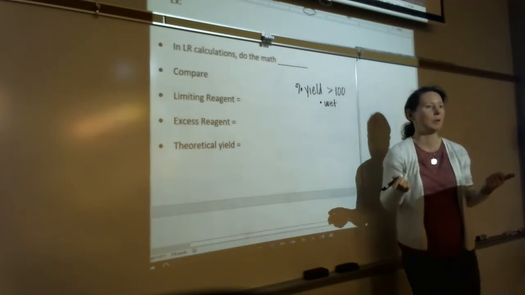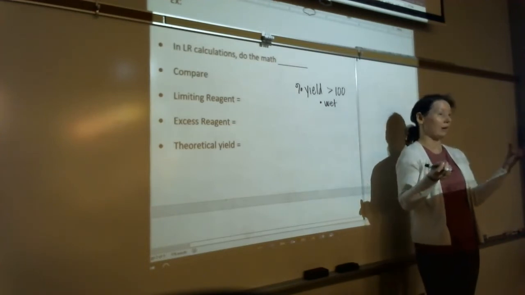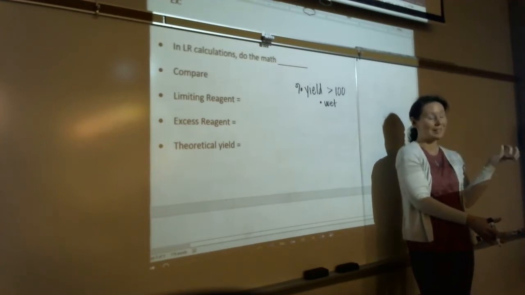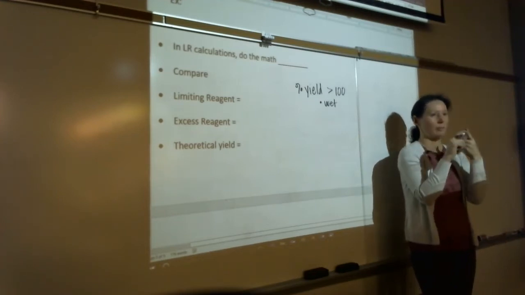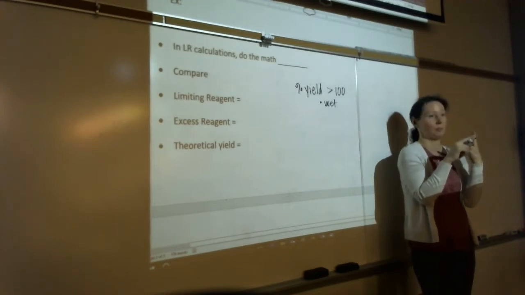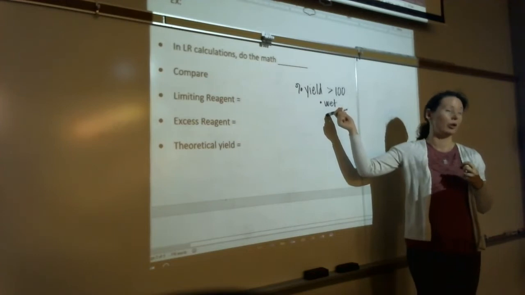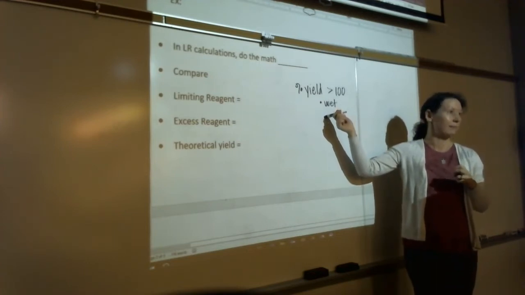Think about some of the experiments we've done where you had a solid and then you filtered it, right? If your product was wet, when you put it on the balance, you're measuring the mass of the water plus the mass of the product. And 99% of the time in this class, if your yield is over 100, it's probably because it was wet.